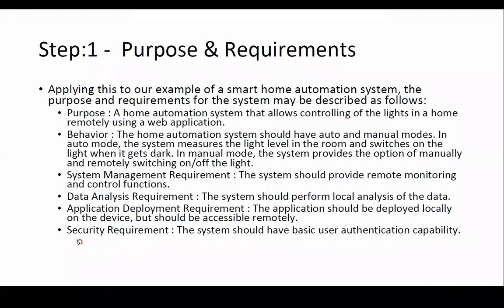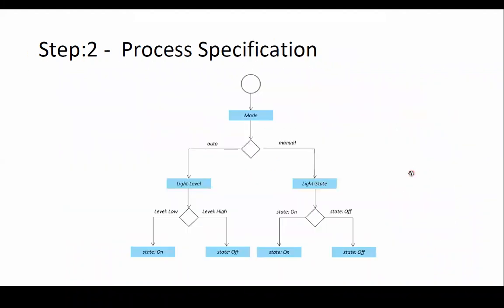And the last point in purpose and requirements is the security requirement. The system should have basic user authentication capability, because if you do not provide any kind of security in the system, any unauthorized person can attack your network and enter your home network. That's why proper security should be made available in the home automation system, and that is the authentication capability. So this is step one of your home automation case study.